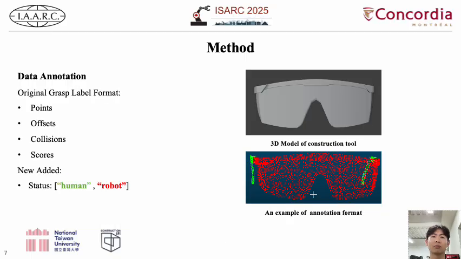In this example, we can see the annotated 3D models on the right-hand side. And here is the original GraspNet label format, listing points, offsets, collision, and scores. We extended it by adding a new status field. Status can be human or robot, informing the downstream planner which grasps to reserve for the worker versus the robot. This simple addition lets us encode ergonomic and safety constraints into the datasets.